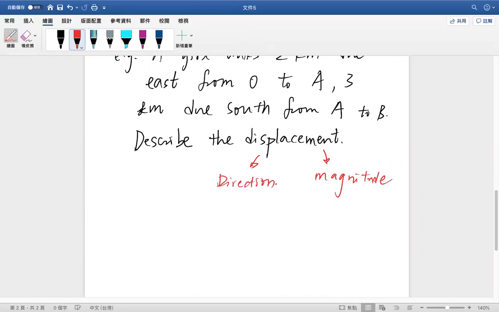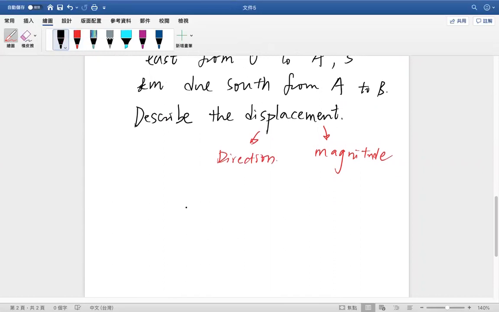If you draw the picture, it will be like this, I think. O to A, this is 2 km. And then you go down, that's 3 km. This is B. And then the line joining O and B will be like this, okay?